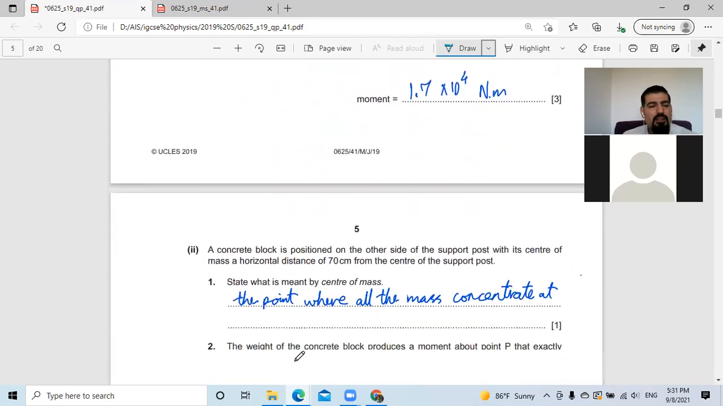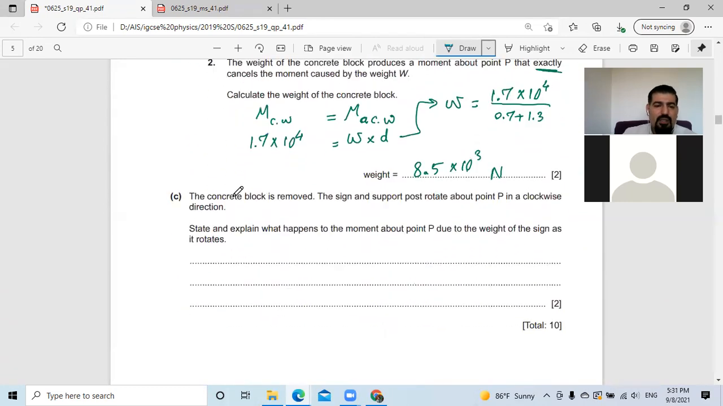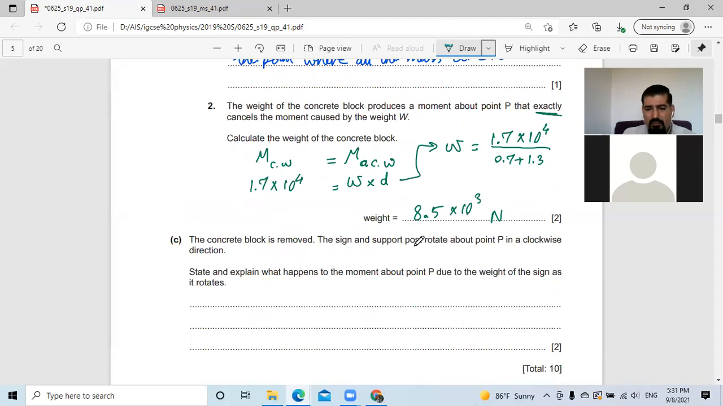Next, the concrete block is removed. The sign and the support post rotate about the fixed point P in the clockwise direction. State and explain what will happen to the moment about P due to the weight of the sign as it rotates.